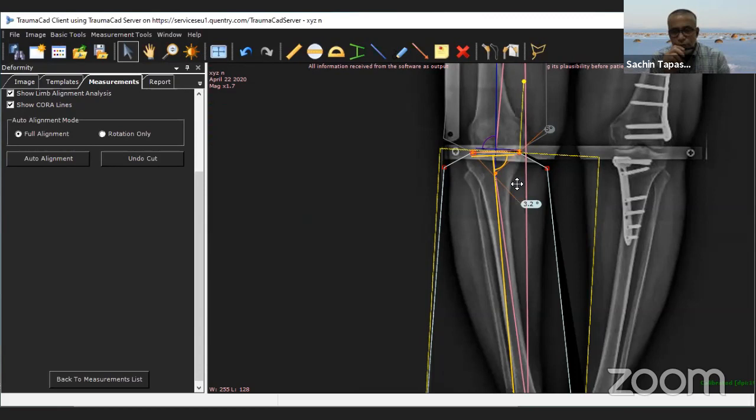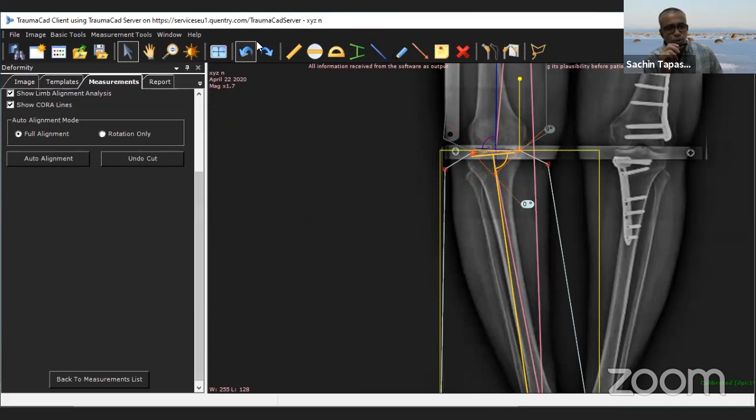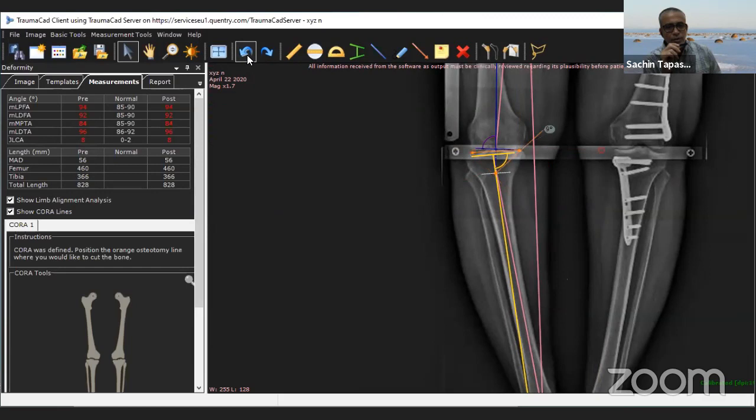Okay. Bhushan, if you can go back to your first screen, where before doing the correction, you just show us the MPTA and the LDFA. I think just go back and not do this intra-articular osteotomy. Go right back first, before doing all of this, and back further back.